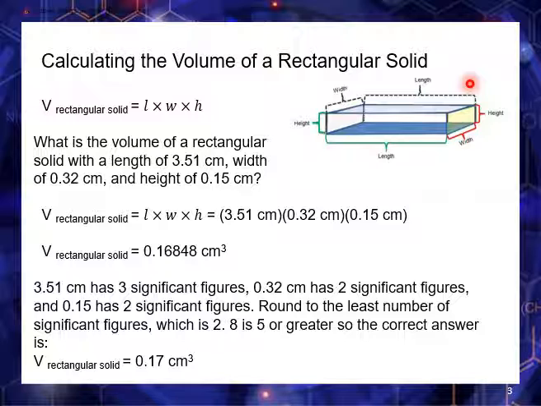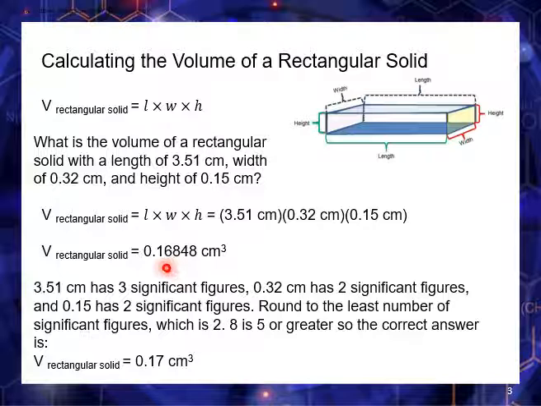3.51 centimeters has three significant figures. 0.32 centimeters has two significant figures. And 0.15 has two significant figures. Round to the least number of significant figures, which is 2. This has 3, this has 2, this has 2, we'll round to 2.